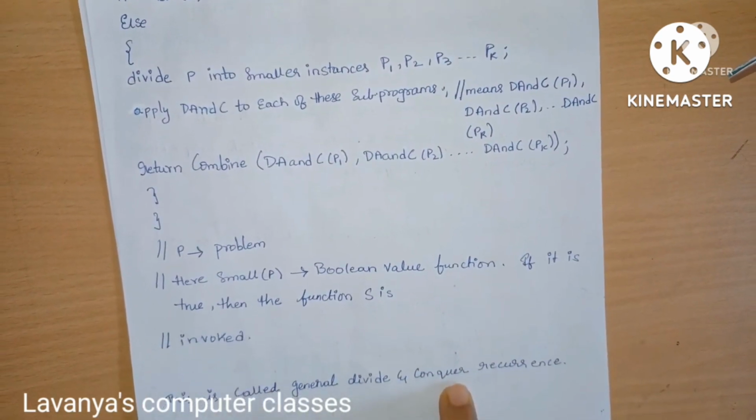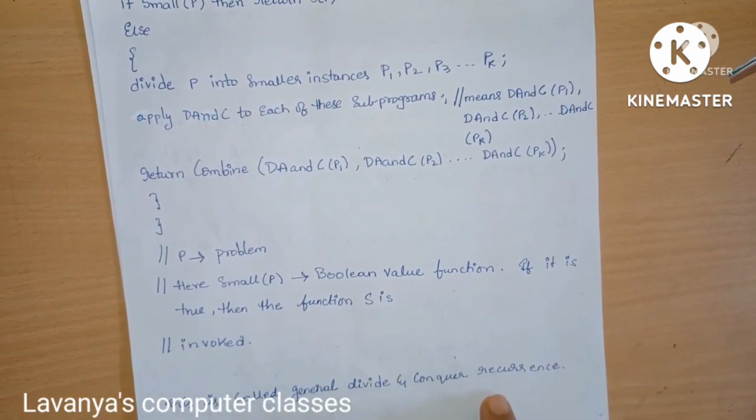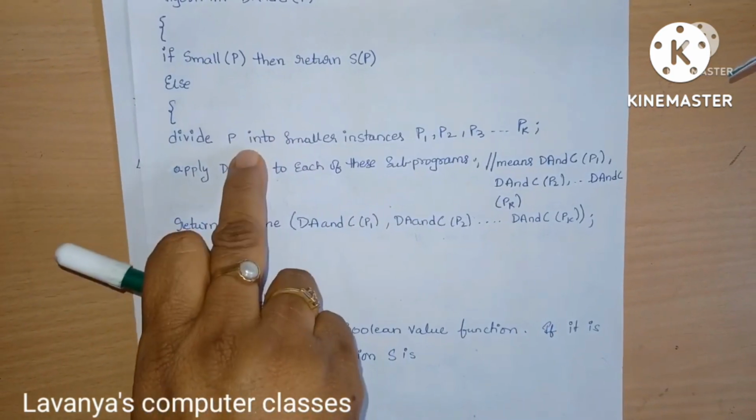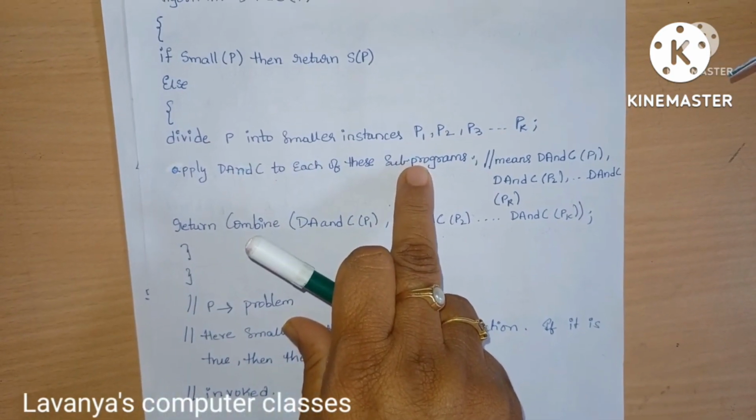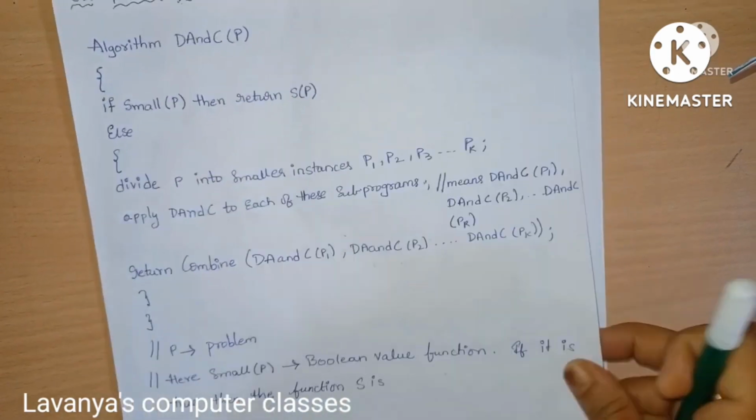It is also known as recurrence. Why is it recurrence? After dividing the problem, if the subproblem is also bigger in size, then again we apply the divide and conquer method. That is what is known as recurrence.